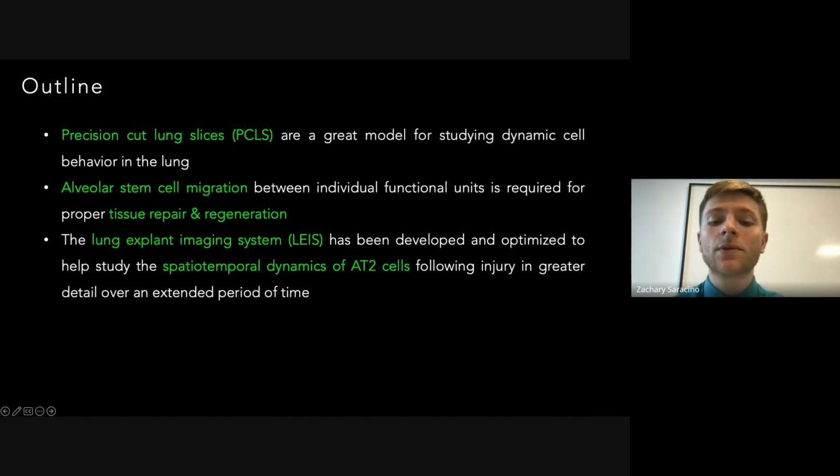These are the main points that I would like to highlight in this talk today. The first is that PCLS, or precision-cut lung slices, are a great model for studying dynamic cell behavior in the lung. Second, that alveolar stem cell migration between individual functional units is required for proper tissue repair and regeneration. And last, but certainly not least, that the Lung Explant Imaging System, or LEIS, that we have developed and optimized has helped us and will continue to help us study the spatiotemporal dynamics of AT2 cells following injury in greater detail and over an extended period of time. Next slide, please.